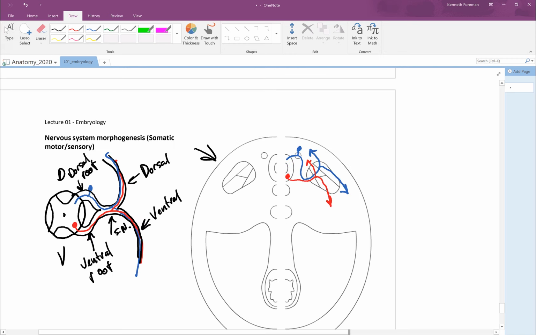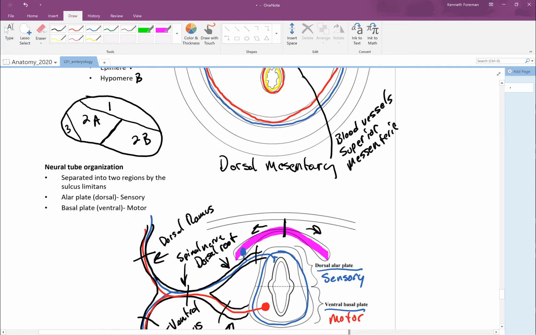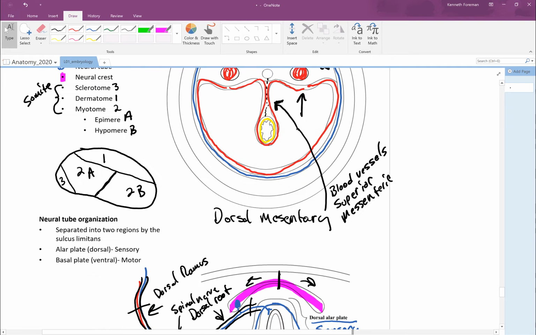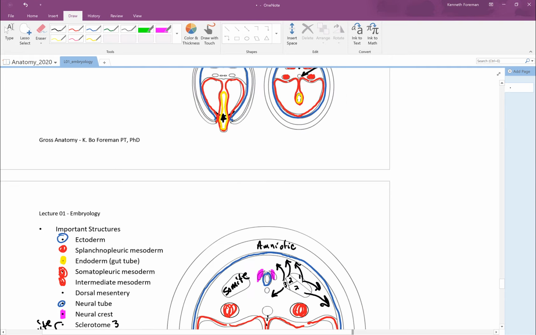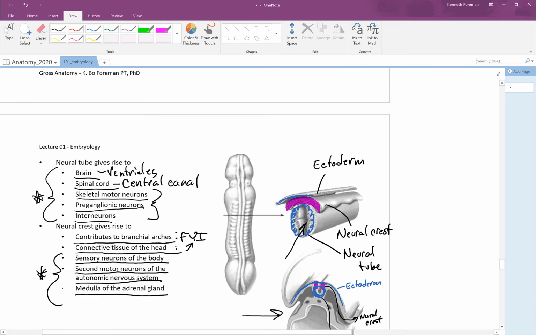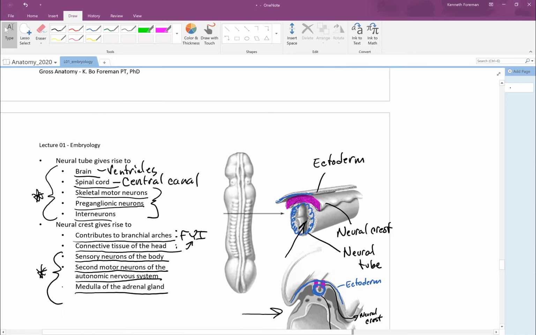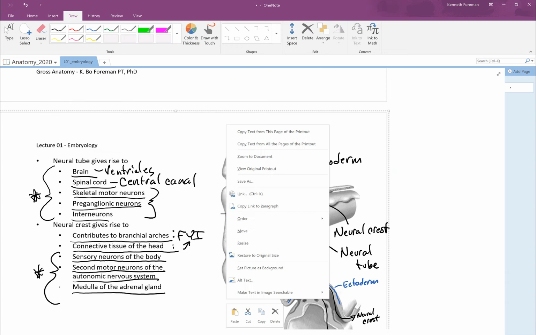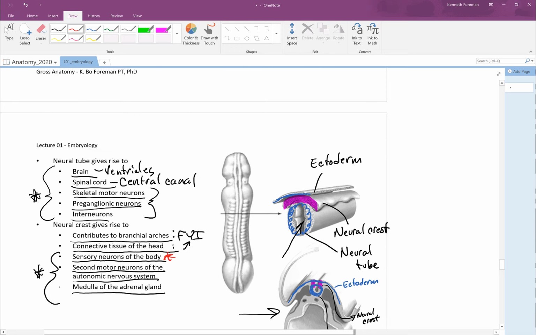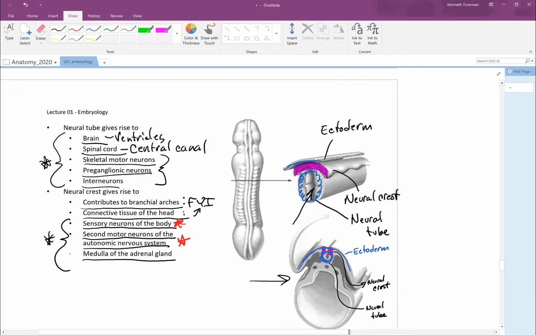So if I step back and I look at what is derived from neural crest. Neural crest contributes to sensory neurons of the body. We drew this, right? That's the dorsal root ganglion. It also becomes the second motor neurons of the autonomic nervous system. Now this is where I need you to think really strongly. Second motor neuron of the autonomic nervous system.